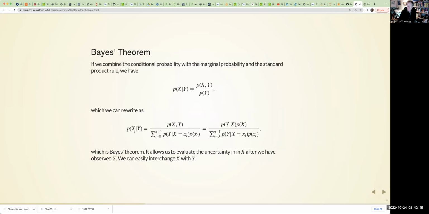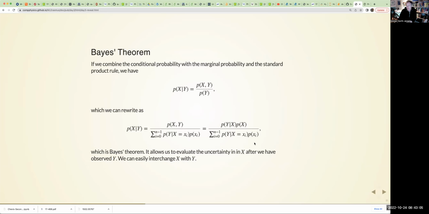Now this is going to be interesting for us when we want to link this with ridge and lasso regression. So this is Bayes' theorem, and it plays a central role in machine learning as well, especially if you want to bring in probabilities.